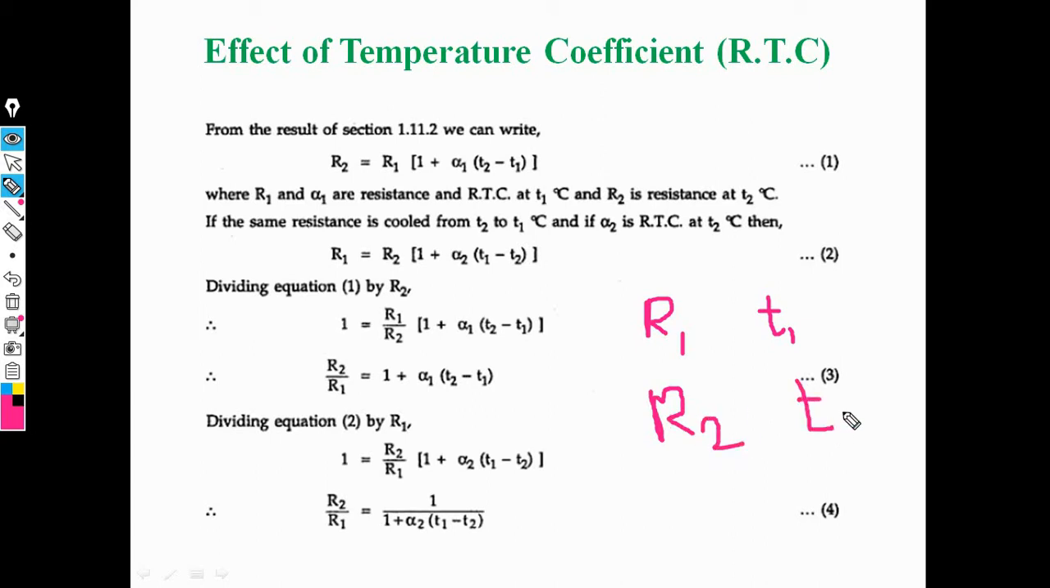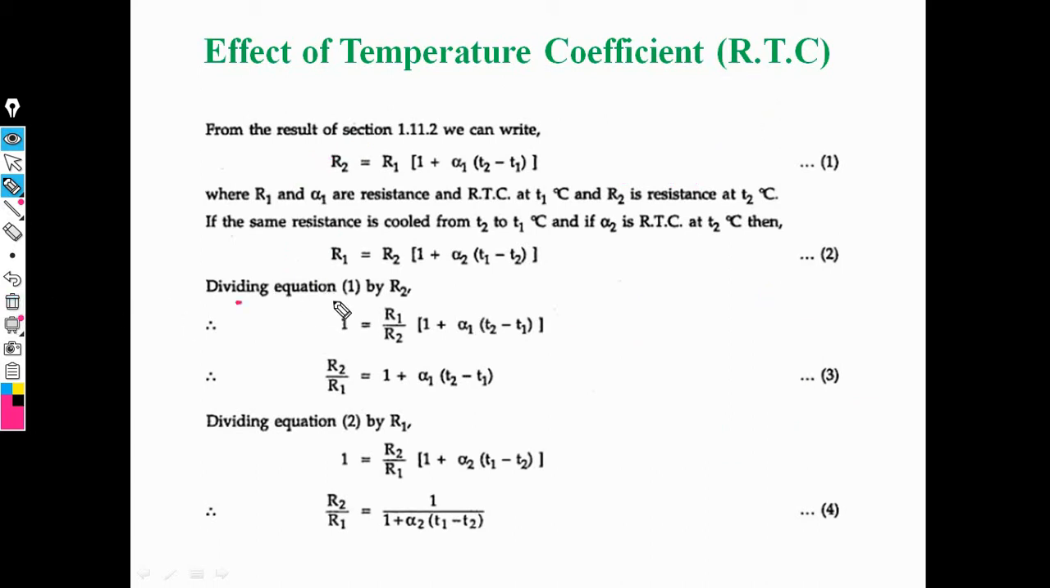Now this is the equation for R2: R2 = R1(1 + alpha1(T2 - T1)). Then again for R1, that is R1 = R2(1 + alpha2(T1 - T2)). These are the two important equations in resistance, and they depend on the resistance temperature coefficient.